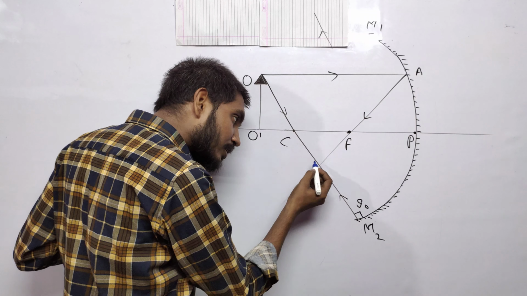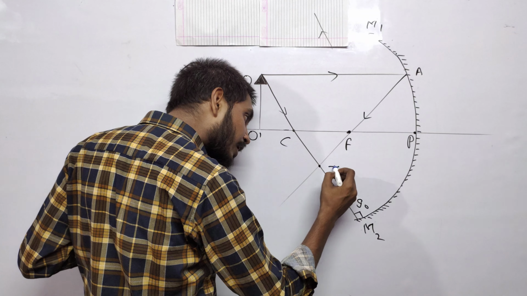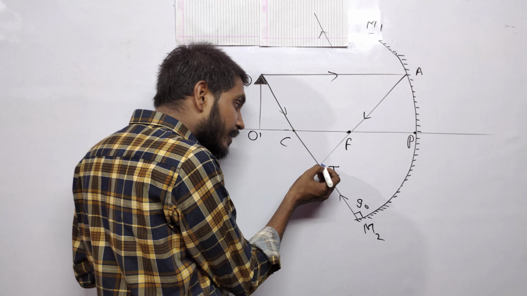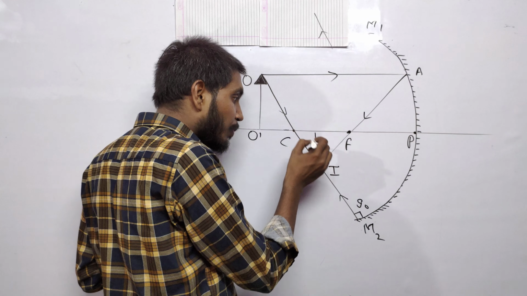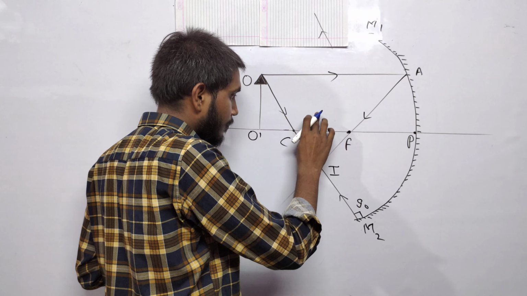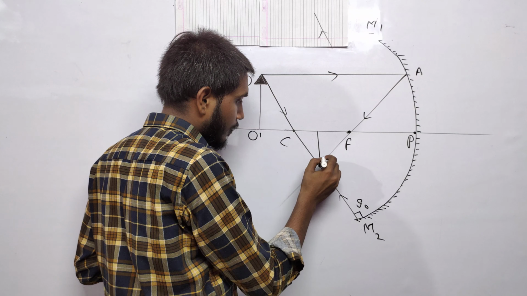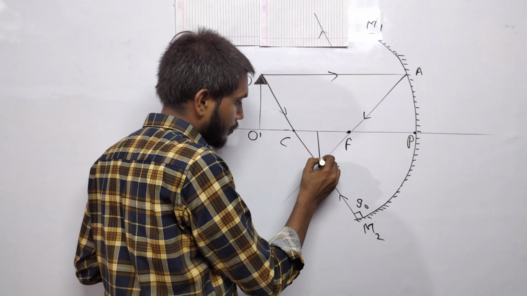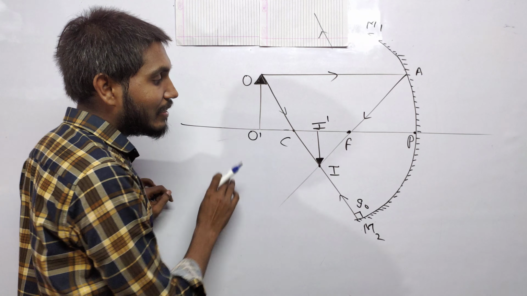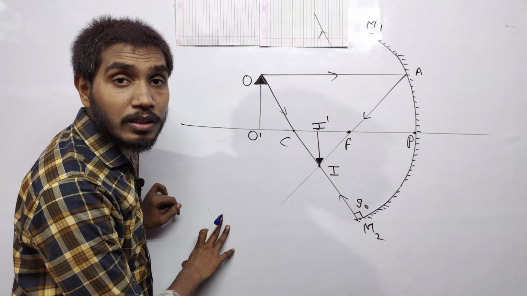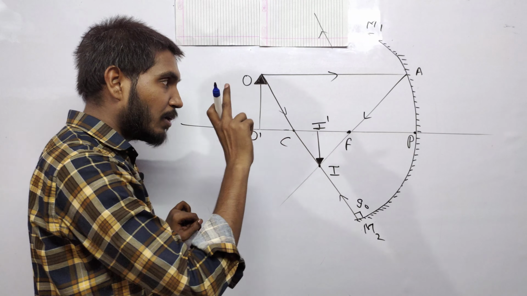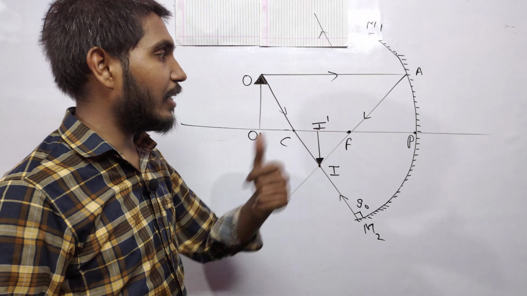Both reflected rays intersect, meeting each other at point I. I is the image of point O. Take a perpendicular to the principal axis, so they meet at point I dash. I dash is the image of object OO dash. You can see this is real, inverted, smaller than the object, between the C and F.